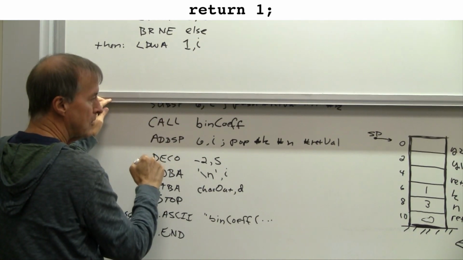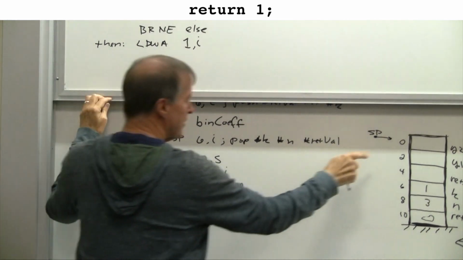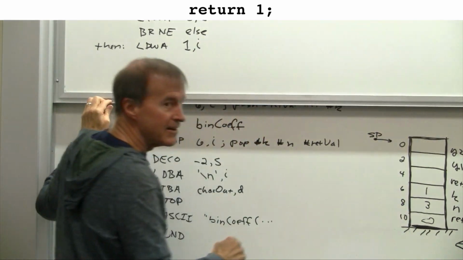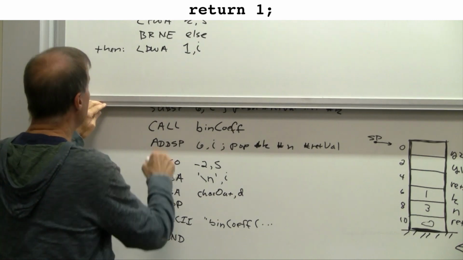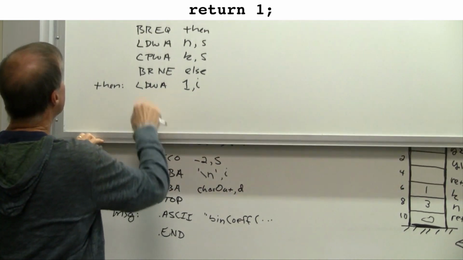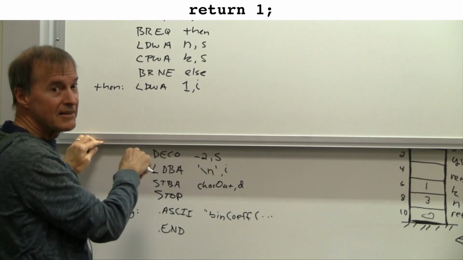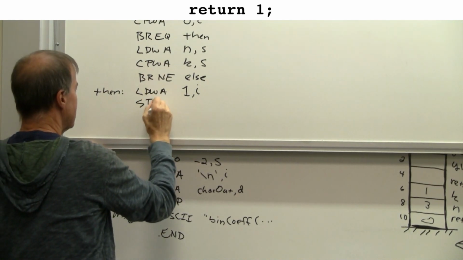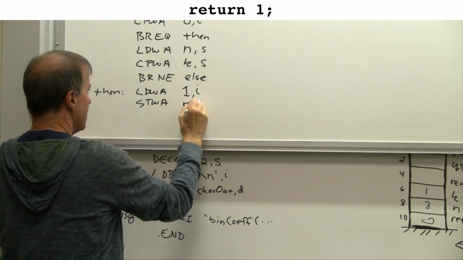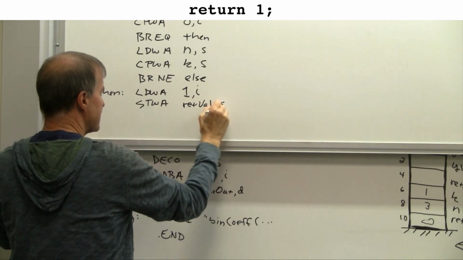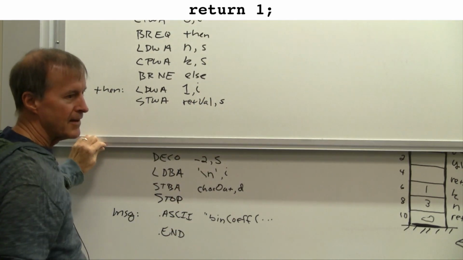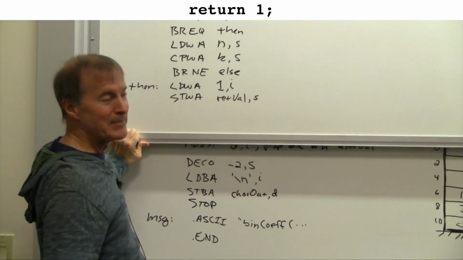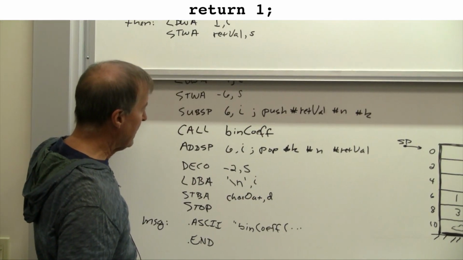No. You don't want to put it here, -2. You want to put it here. Well, but we don't say 10. What do we say? Oh, I don't know. Ret val. Okay, so store word accumulator what? Ret val S. Oh, I'm glad you caught that. Mistake of mine.